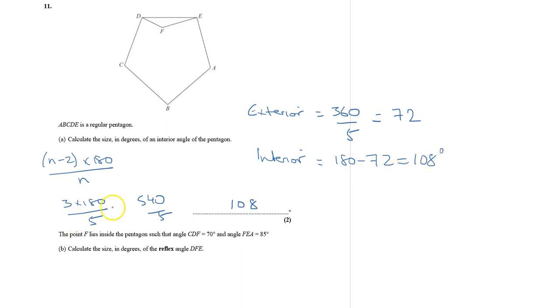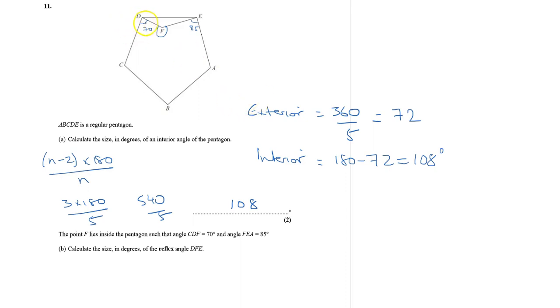So there's two ways there to get the same thing. Now for part B, it says the point F lies such that CDF is 70. That's this angle here. So let's mark it on. So this one's 70. And it says FEA, that's this one here, is 85. Work out the reflex angle DFE. So that's this one here around the outside.